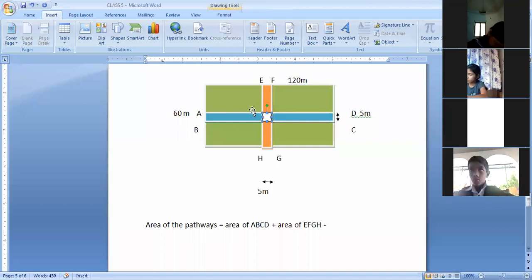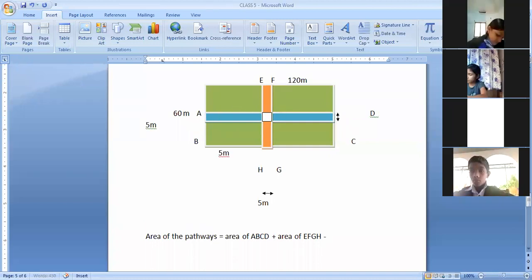Then here is a small square. Let me give it a name. Let it be SH.